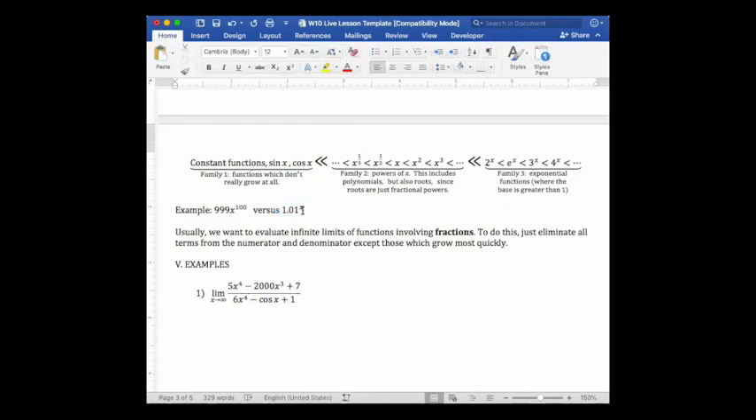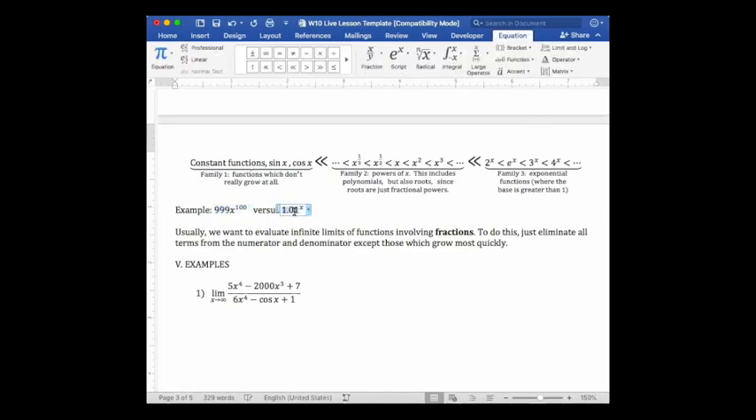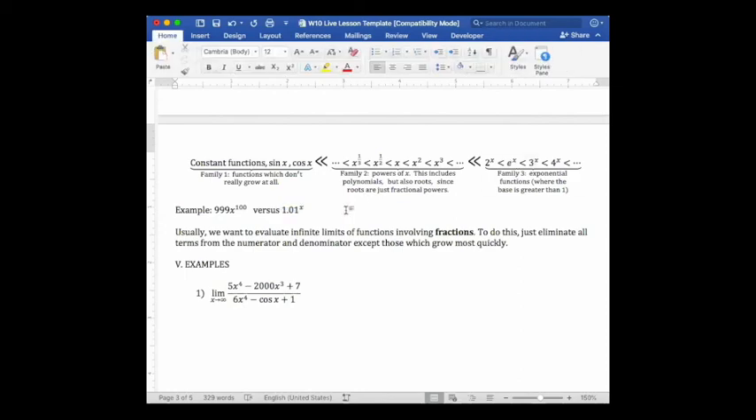But I want to emphasize that even though this is a super fast member of the power function family, and this second one is a super slow member of the exponential family, nevertheless, can you give me a guess about which one grows faster as x goes to infinity? The 1.01 one. Yeah, thanks, Rex. The exponential function grows faster.